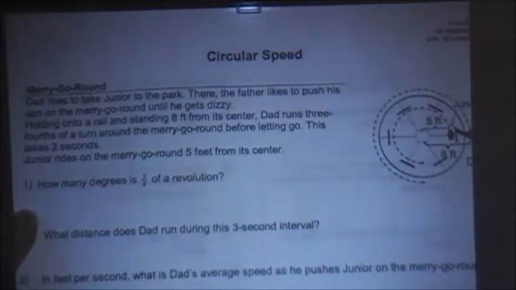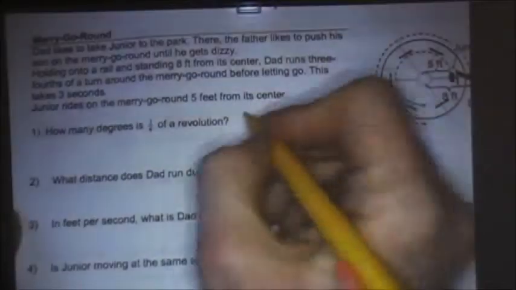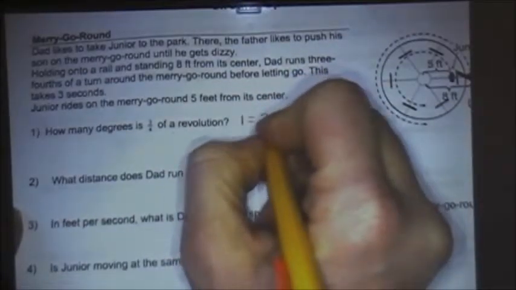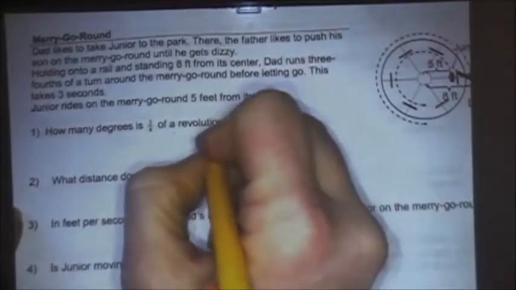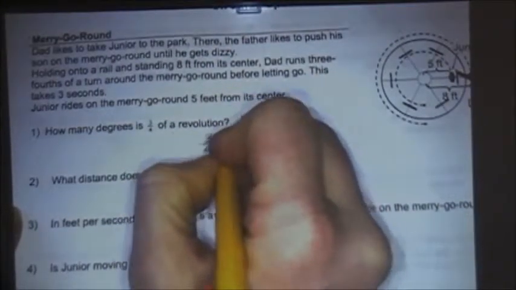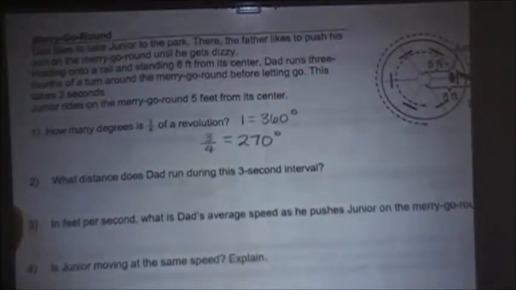So the first question is a pretty easy one. How many degrees is 3/4 of a revolution? Well, first of all, how many degrees are in a full revolution? One revolution is 360 degrees. So 3/4 of a revolution is 270 degrees. So that's how many degrees Dad runs before he lets go.